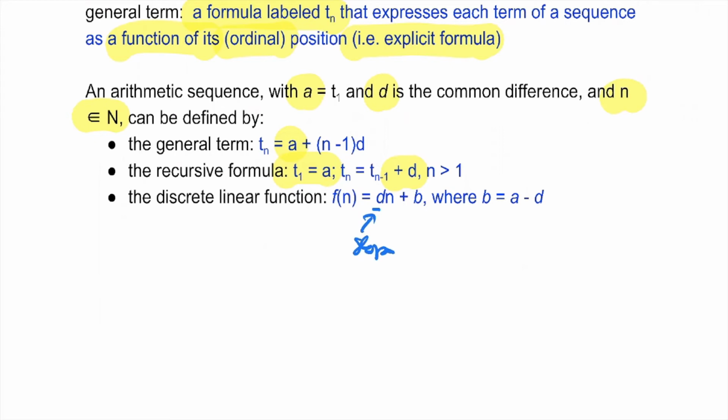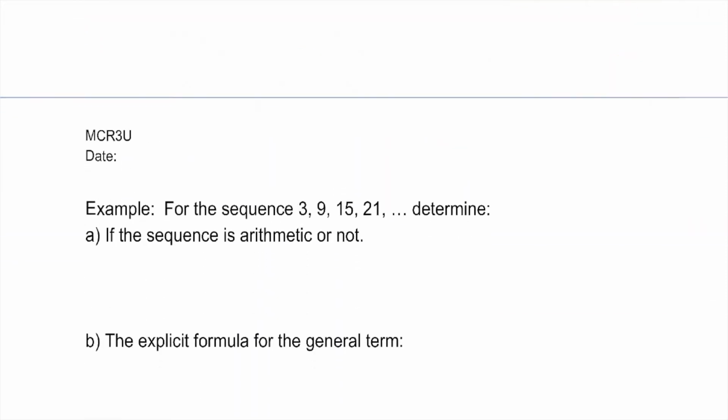In this case, b is going to be whatever the first term is minus the common difference. We go back one difference to get the y-intercept. And so here we get that the general term, f of n, is dn plus b. Now we're going to look at some examples for this.